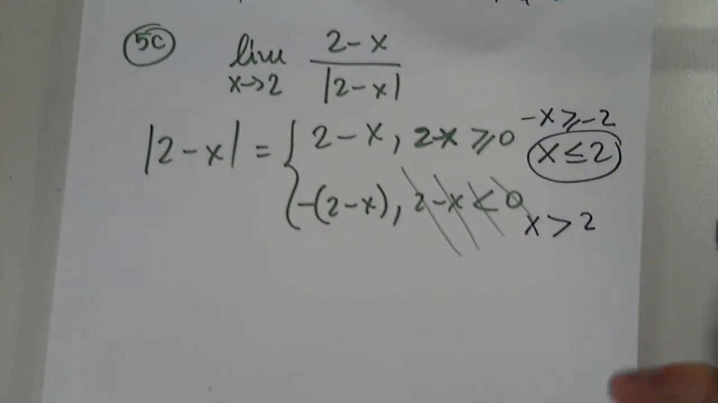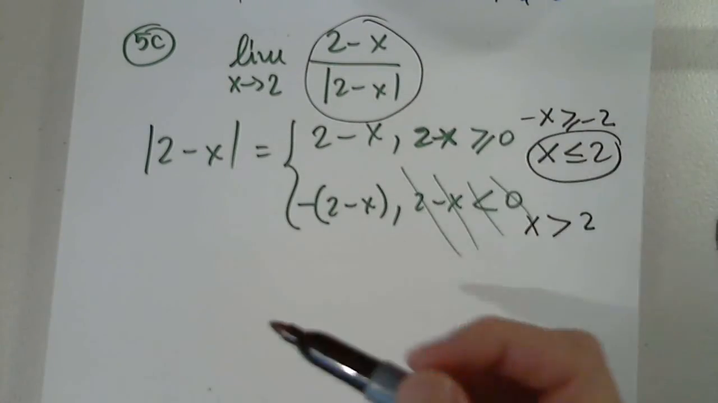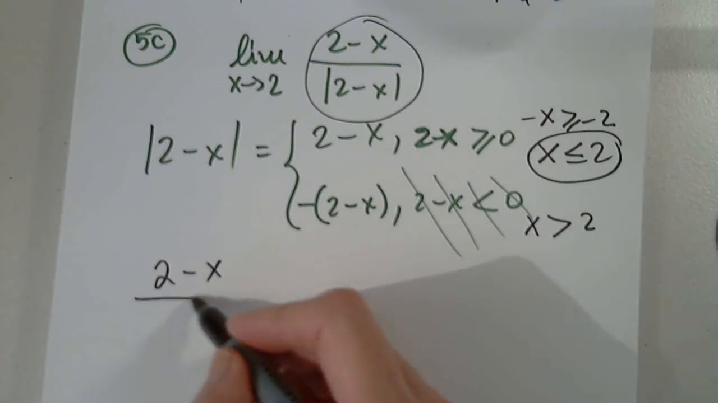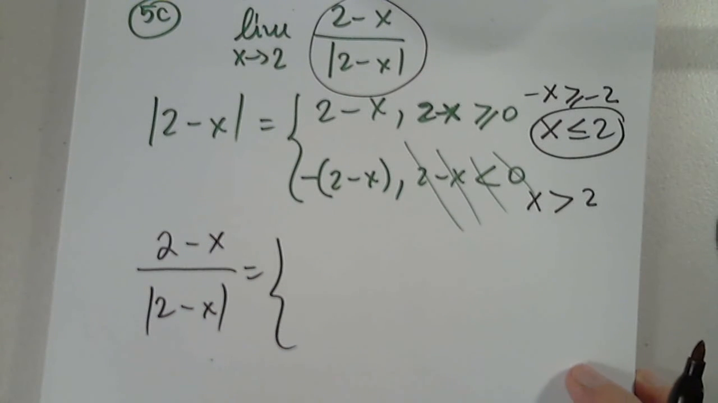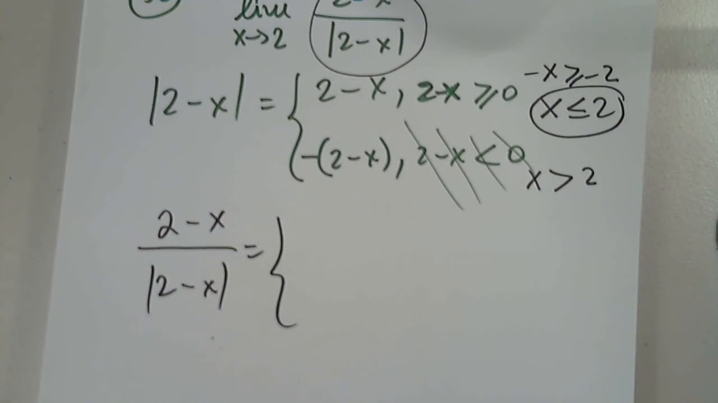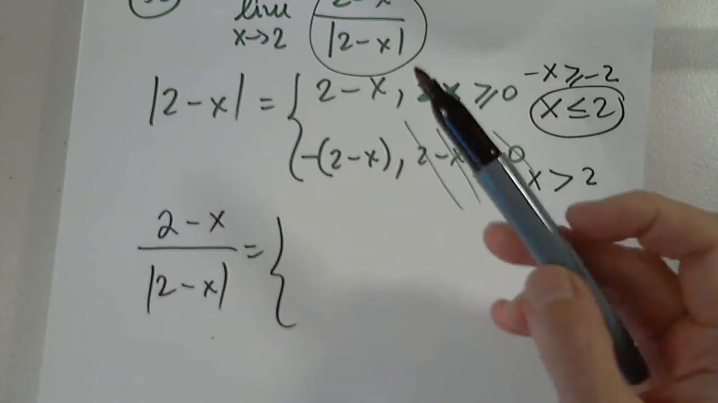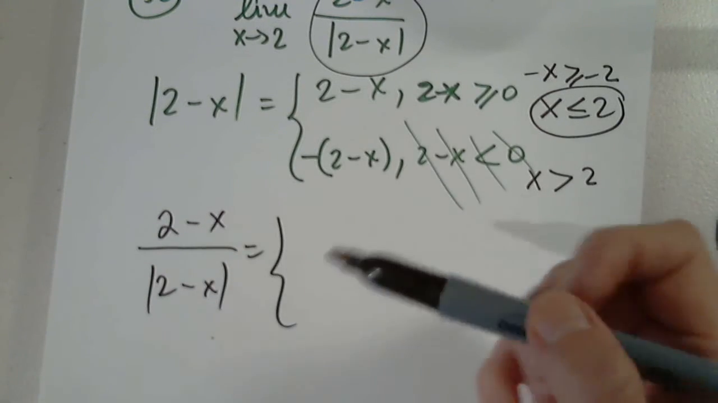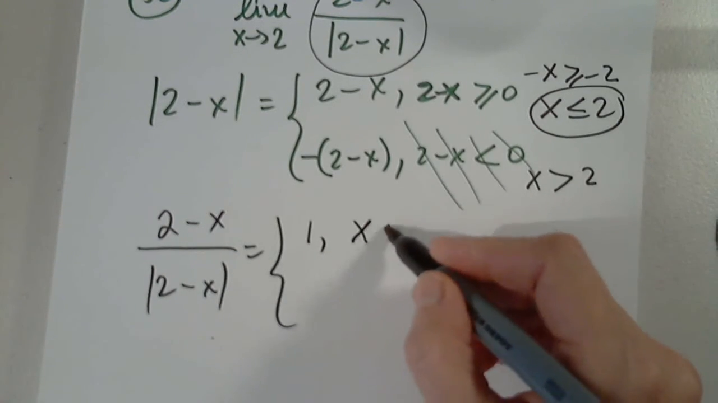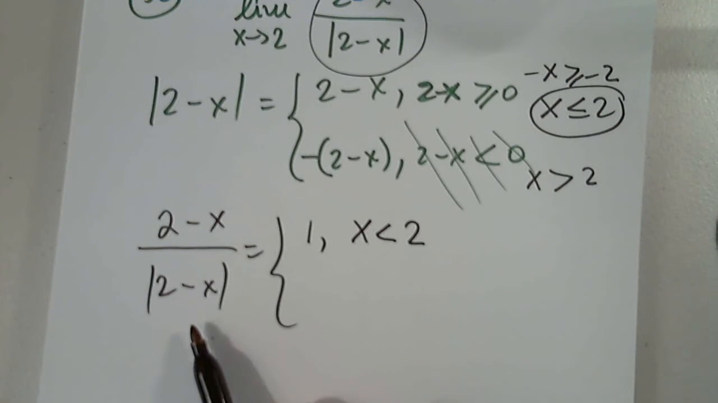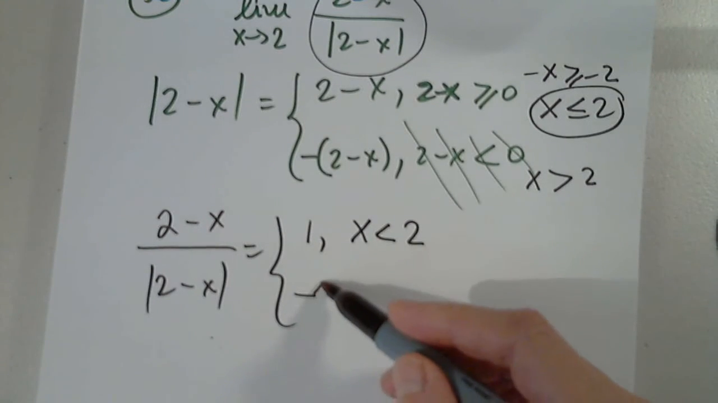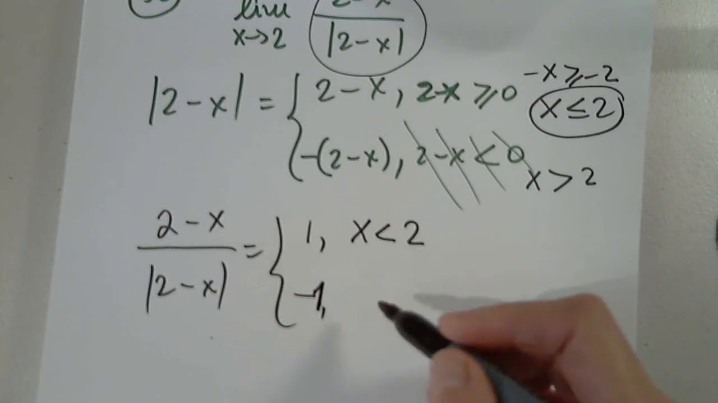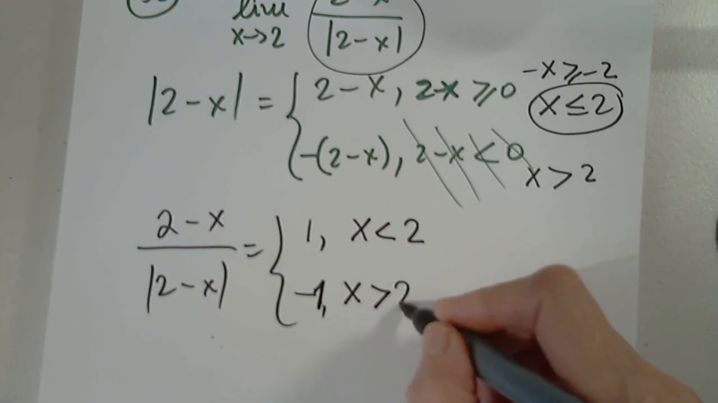That is good, but it's not good enough. We want to simplify this. That's the function we are looking at. So if the denominator has 2 options, then the whole thing has to have 2 options. So 2 minus x over 2 minus x will be 1 for x less than 2, not equal to, because we cannot have 0 in the denominator. And the other option will be 2 minus x over negative (2 minus x), which would be negative 1 for x greater than 2, of course.